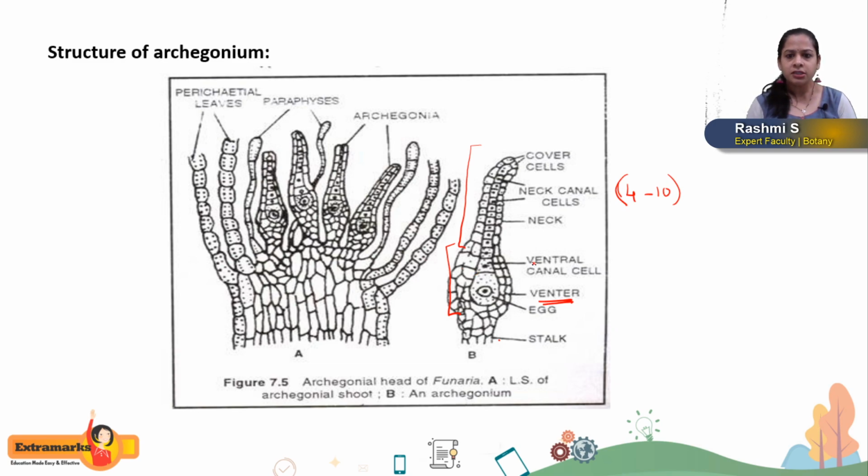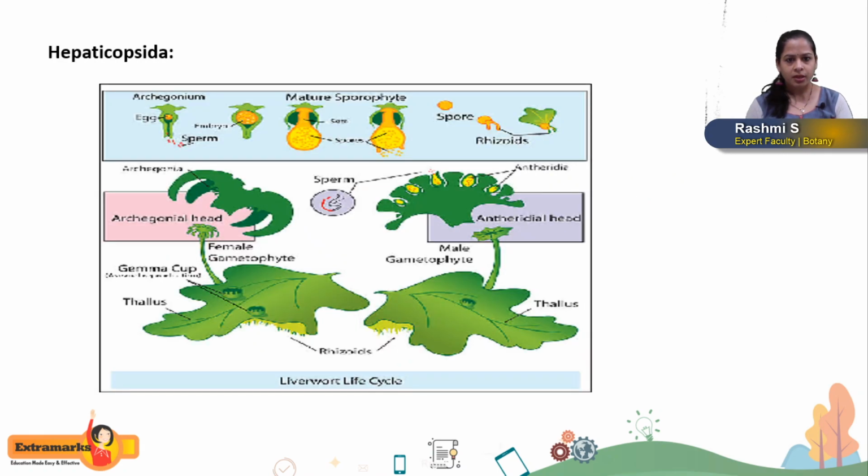In the swollen venter, there is one venter canal cell and one large cell which is actually the egg, or the female gamete. So during fertilization, the antherozoids come through the neck by disrupting the neck canal cells. After the disruption, they enter into the venter where they fertilize the egg. And archegonia are surrounded by perichaetial leaves and once again sterile hair-like structures called paraphyses.